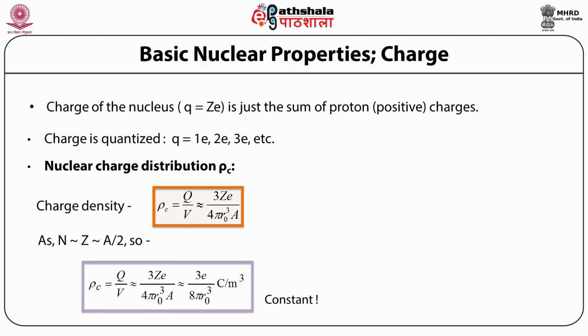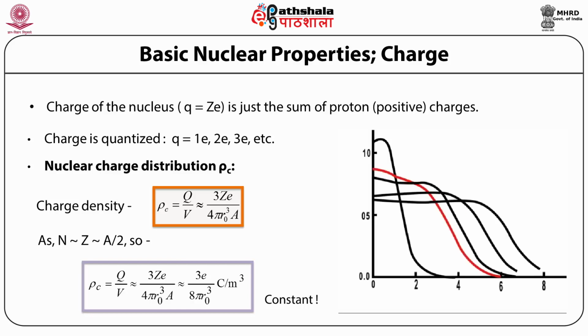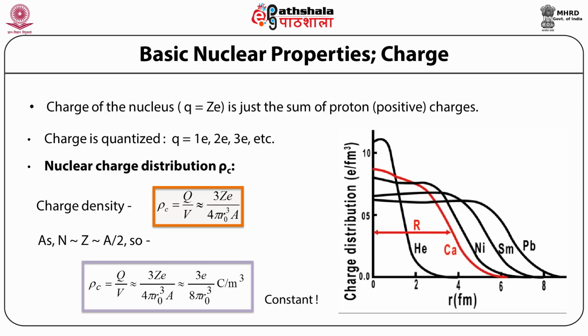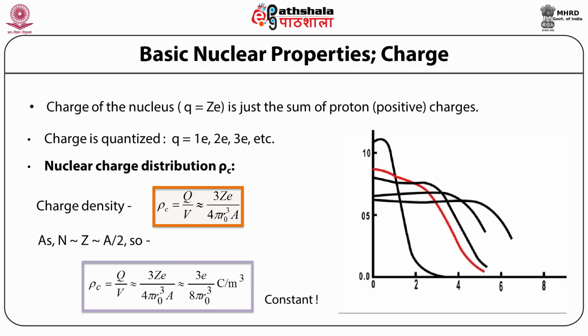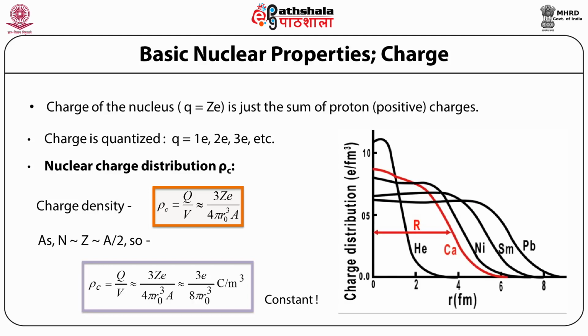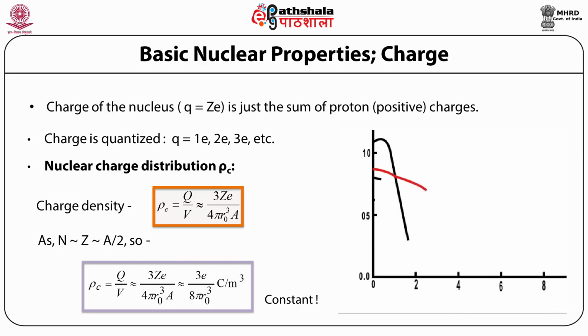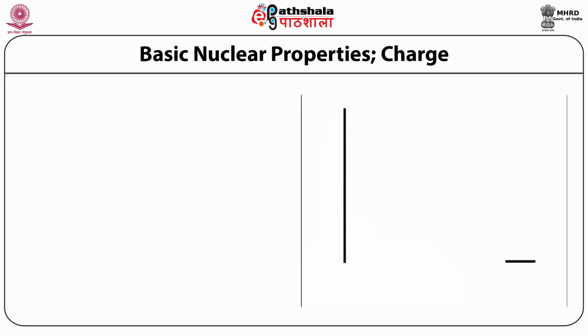The figure on the right hand side is an indication of that, where the charge distribution is plotted as a function of distance from the center of the nucleus for various nuclei, like helium, calcium, nickel, samarium, and lead. You can see that close to the center of the nucleus they have a region of almost the same nuclear density, but away from the center the nuclear density falls off with distance towards the edges.